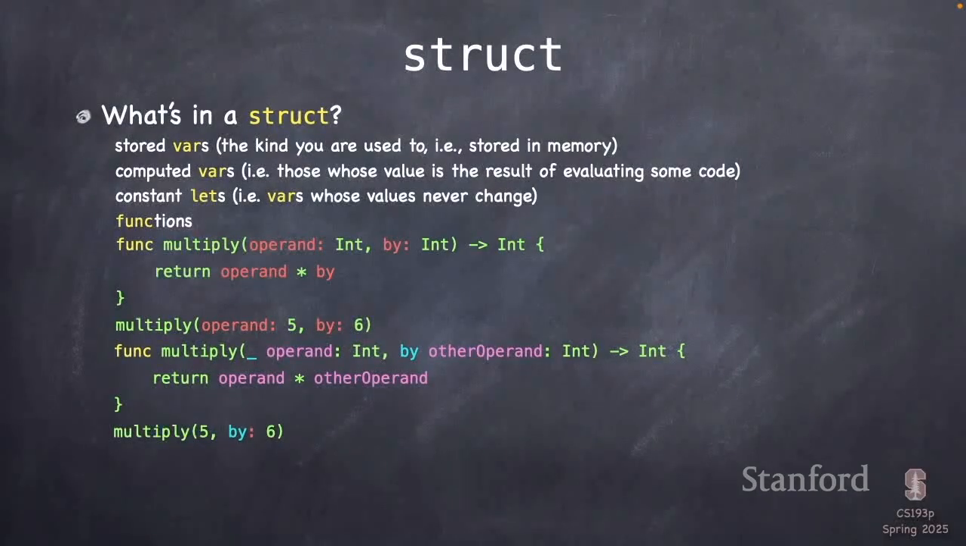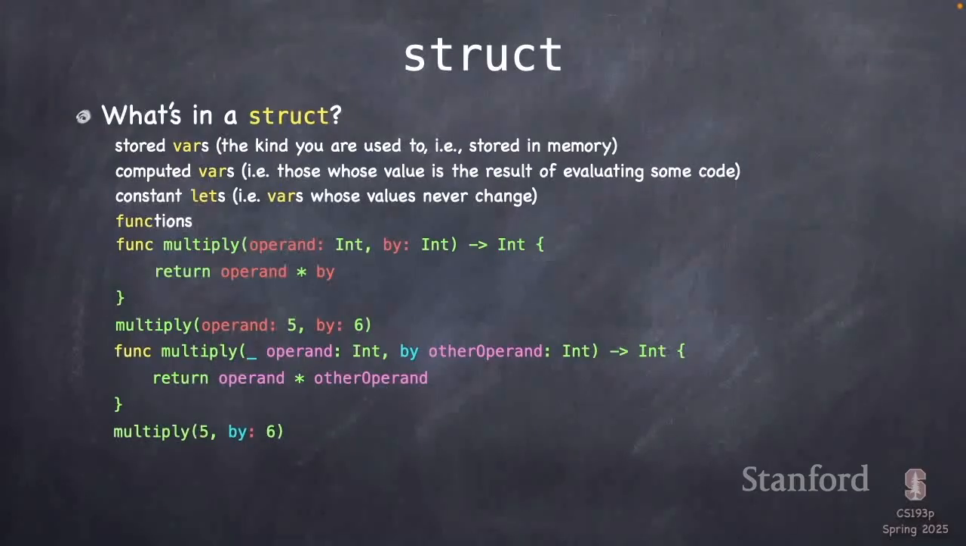Here, the blue ones are the external names, and the purple ones are the internal names. And by the way, if you only have one, all we've ever done, then the external name and the internal name are the same. Let's look at the "by other operand" first. You can see that as a caller, I can still say multiply 5 by 6, because "by" is the external one. But "other operand" is on the inside, so inside multiply, I say return operand times other operand.